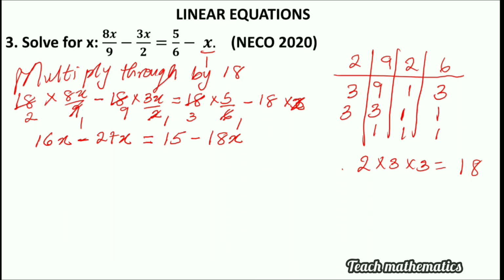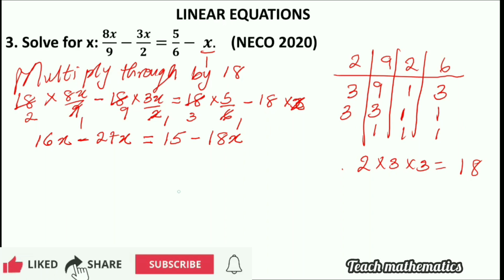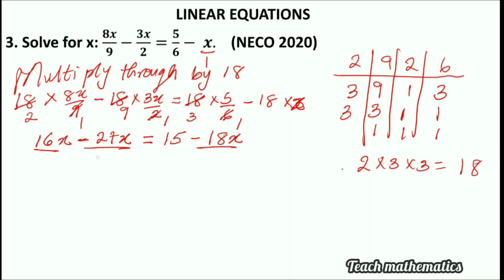Now you've cleared the fraction. You no longer have fractions. You have whole numbers left. And so the next thing to do is to collect the like terms. This is a term in x, a term in x, a term in x. These two are already on the left hand side. You don't need to move them. So I just move this to the left hand side. So I have 16x.